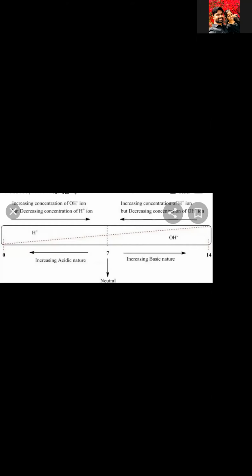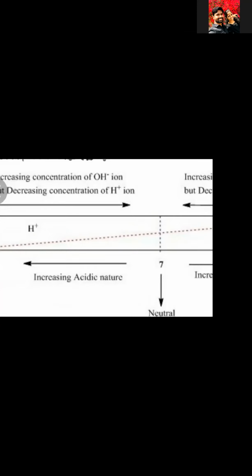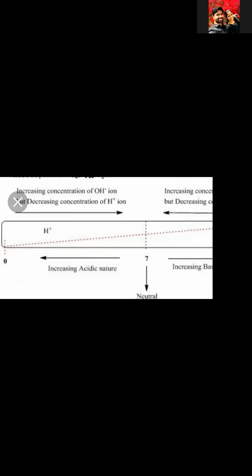Okay, so which number indicates more acidic and which number indicates less acidic? We have 0 to 7. So see the arrow mark there. See, the acidic nature increases from 7 to 0. Okay, from 7 to 0, the acidic nature is increasing. That means the solution with pH 6 will be less acidic, and the solution with pH 1 will be more acidic.